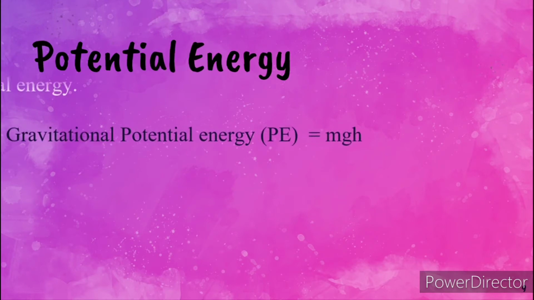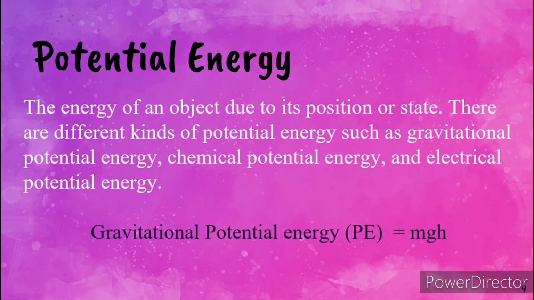Ito na yung una, we have potential energy, the energy of an object due to its position or state. There are different kinds of potential energy such as gravitational potential energy, chemical potential energy, and electrical potential energy. Pero usually, gravitational potential energy tayo. Okay, stands for big letter PE, and that is equal to MGH. Mamaya ma'am, i-discuss natin yan ng bongga.